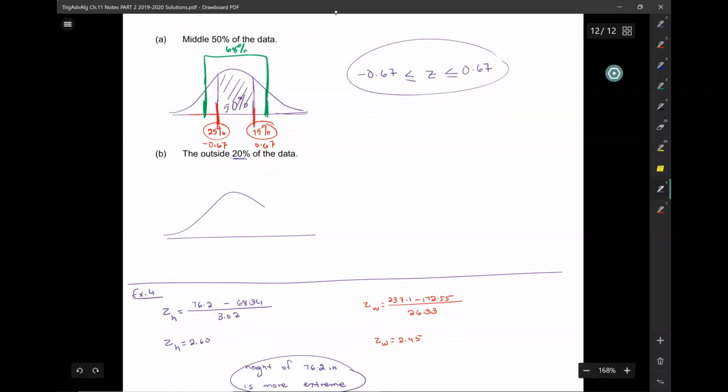Okay, here I want the outside 20% of the data. So let's draw again. And if I want the outside 20%, that means I want this and this to add up to 20 together. If I want them to add up to 20 together, how much is each part? 10% and 10%.